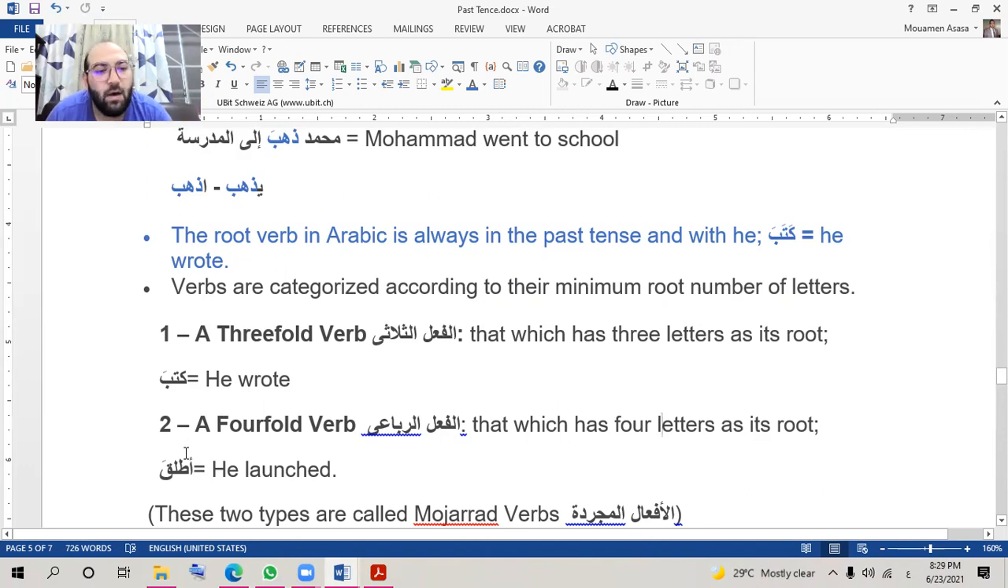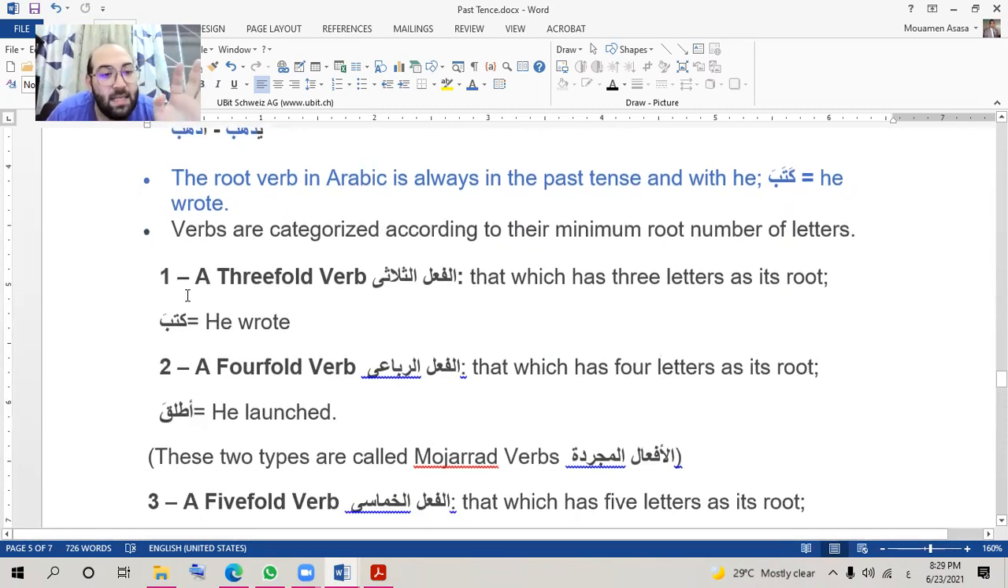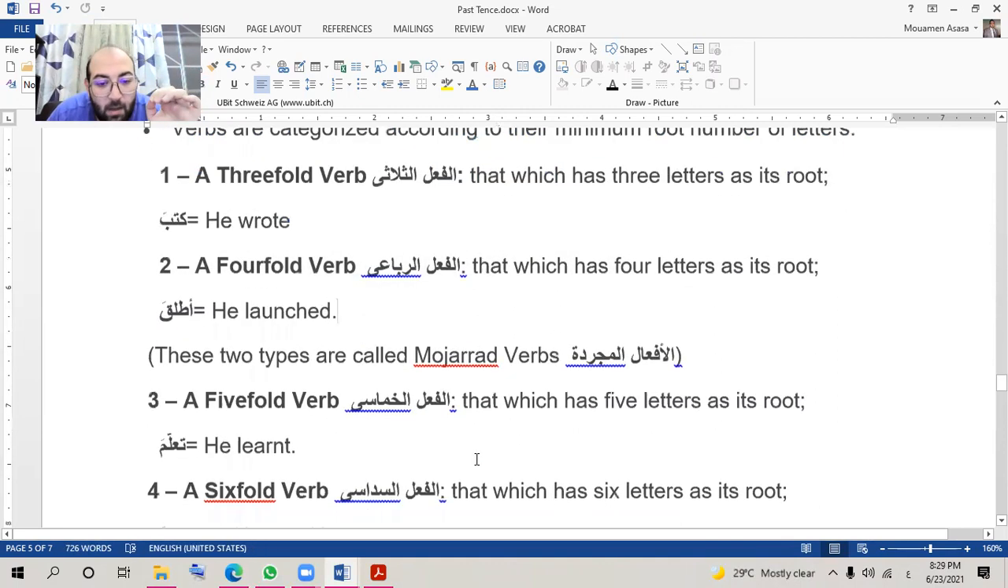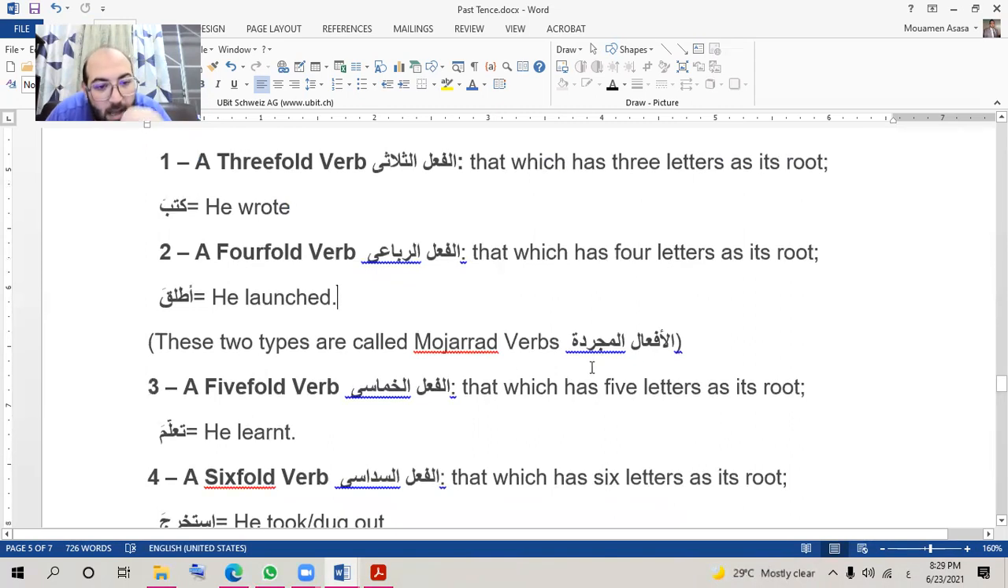These verbs, the origin, the root of it, is 4 letters in the past tense. And these 2, first class and second class, we name them مجرد verbs, al-af'al al-mujarrada. Why do we call it mujarrad, and what is the meaning of mujarrada? That means this is the simplest without any addition. Mujarrada means it doesn't have any additions attached to it. It's the simplest verbs in Arabic: 3 letters or 4 letters.